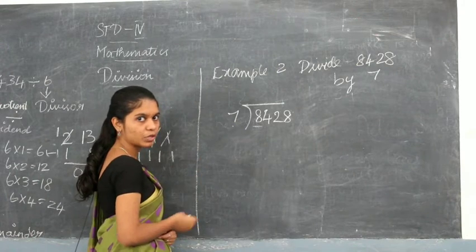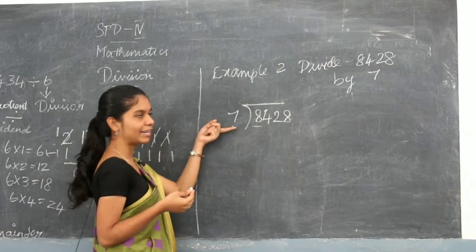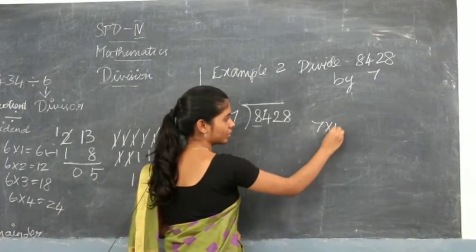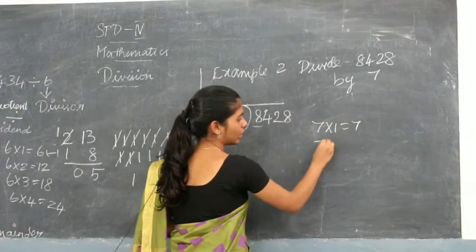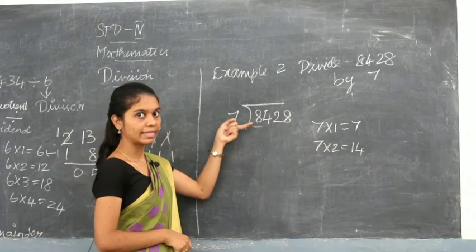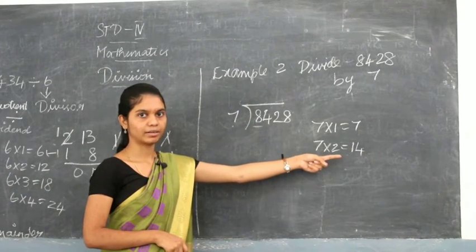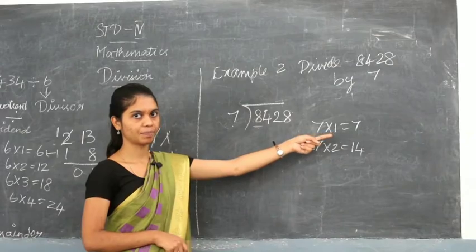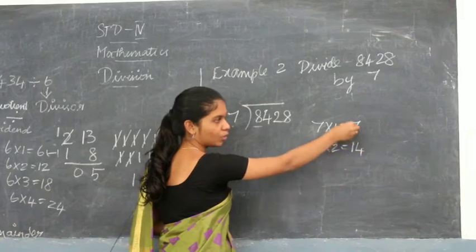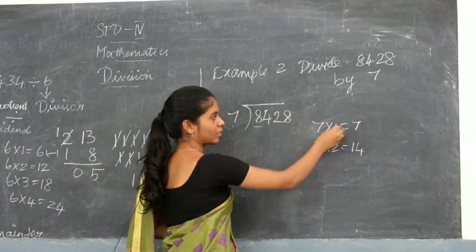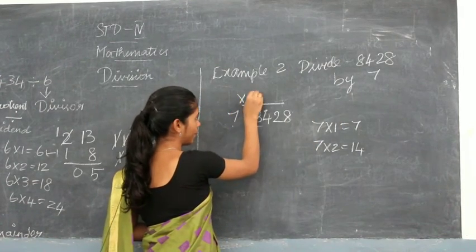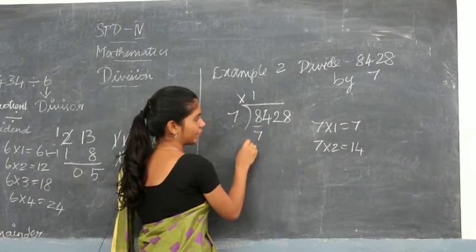Now what you should do? You should start telling 7 table, divisor table. So 7 ones are 7, 7 twos are 14. See here you have 8. 8 is smaller than 14, right? But 8 is greater than 7. Now what you should do? You should leave the larger number and go to the number before, which is 7. So 7 multiplied by 1 is equal to 7. So 7 multiplied by 1 gives you 7.